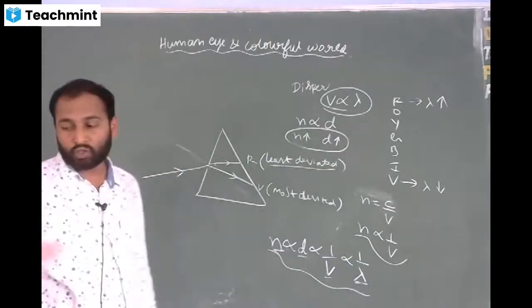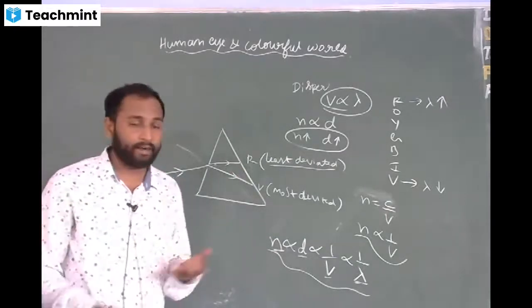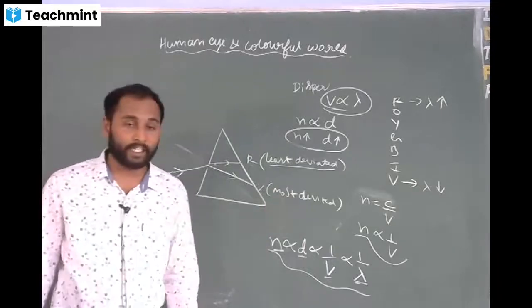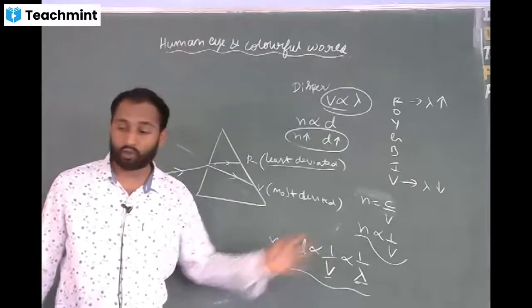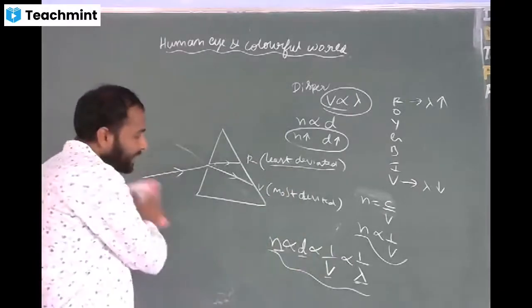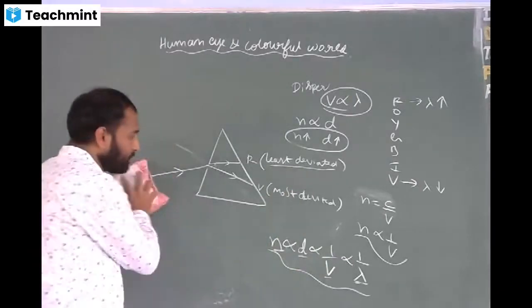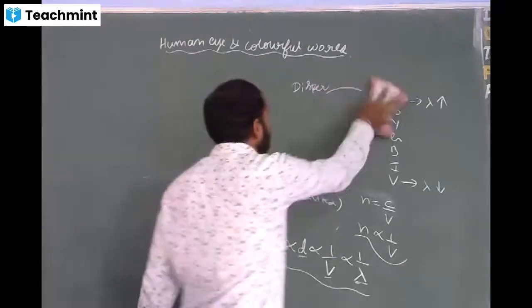They may ask questions like why red is least deviated, why violet is most deviated, how refractive index is related to deviation. All these questions they will ask, so be ready with this. This is not there in the textbook. This is extra information I am giving.